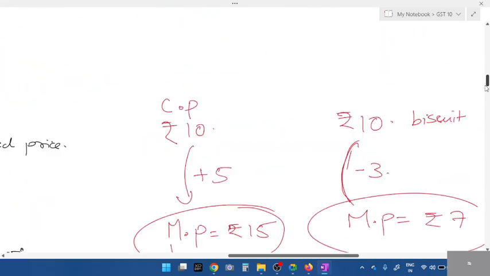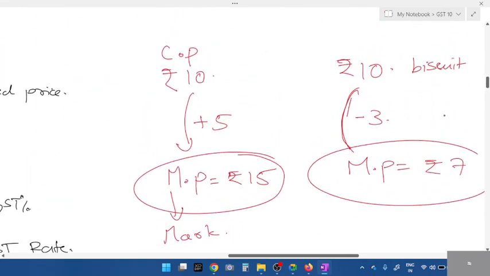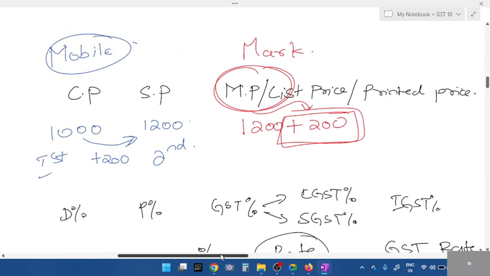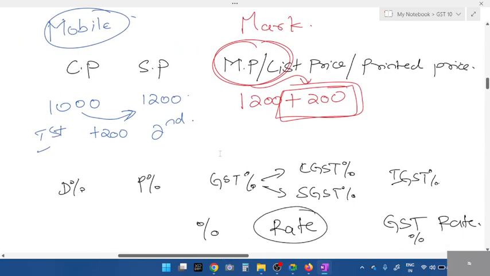This is how the actual transaction happens. All eatable items will get spoiled, maximum 2 weeks, 3 weeks, not more than that. So they'll reduce 3 rupees and sell it for rupees 7. This is known as mark price. This 10 is the actual cost price. A discount of rupees 3 is given. If a direct discount is given, you can write mark price equals 10 minus 3, that is equals 7. This is the difference between mark price and cost price.